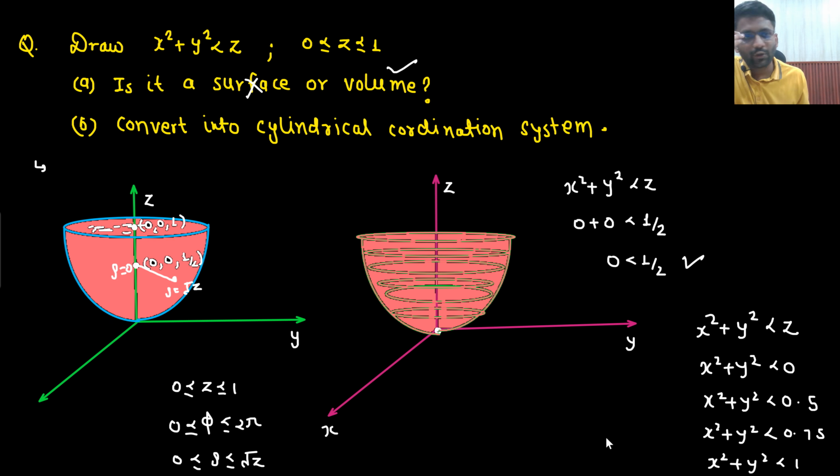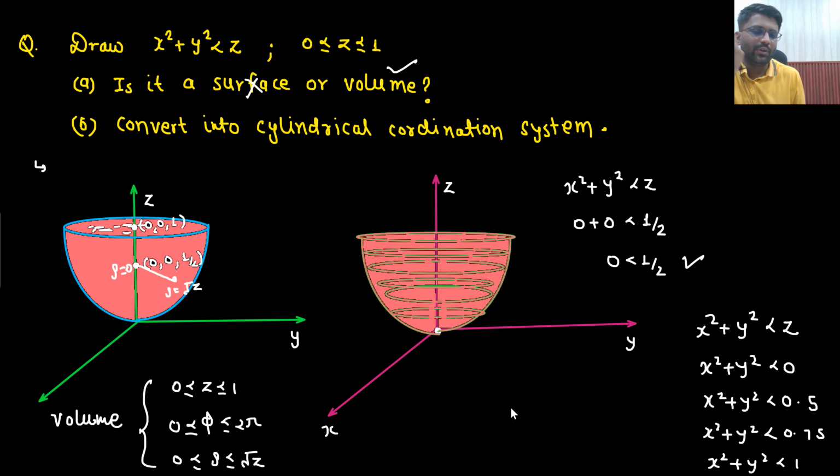Now when we talk about the volume, rho is varying from 0 to under root z, z is varying from 0 to 1, and phi is varying from 0 to 2 pi. So this is the volume that we are representing. I hope it is completely understandable to you, right?